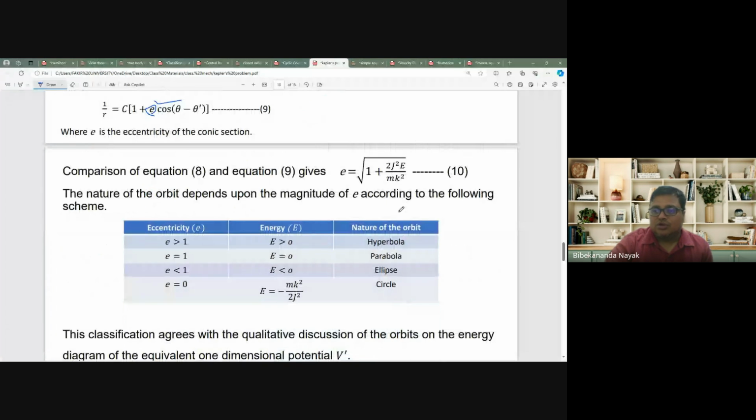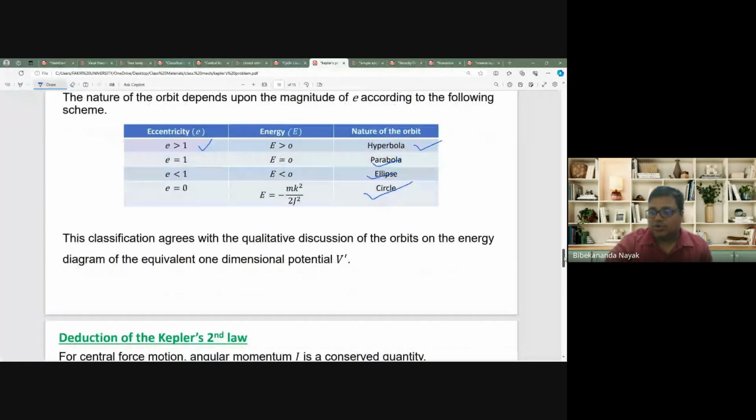So if E is greater than 0, then small e will be greater than 1, and it is a hyperbola. For case 1, positive energy. When E is equal to 0, e is equal to 1 and it is a parabola. When E is negative, small e is less than 1 and it is an ellipse. When e is equal to 0, capital E is minus mk square by 2 j square and it is a circle. This is the classification of orbits.